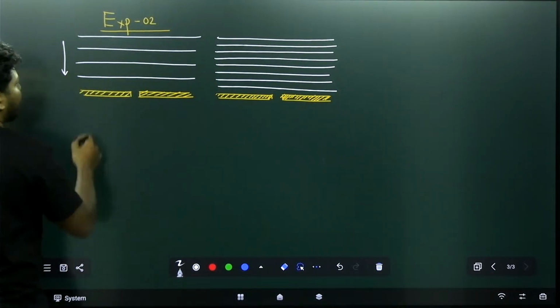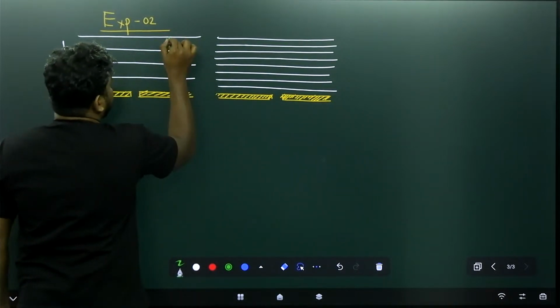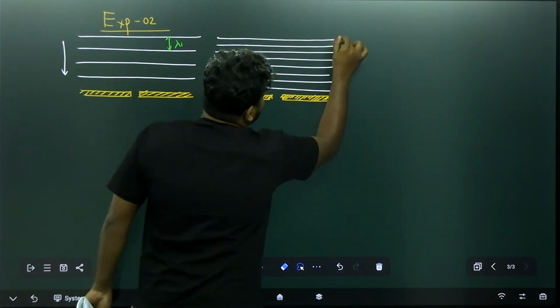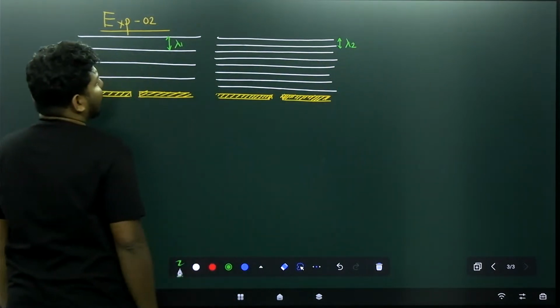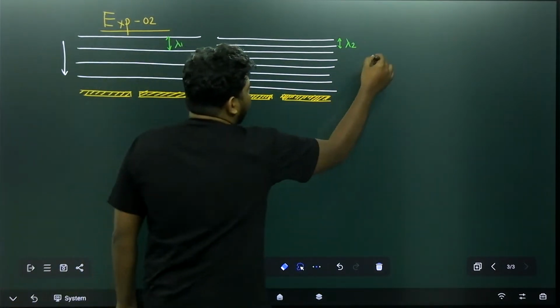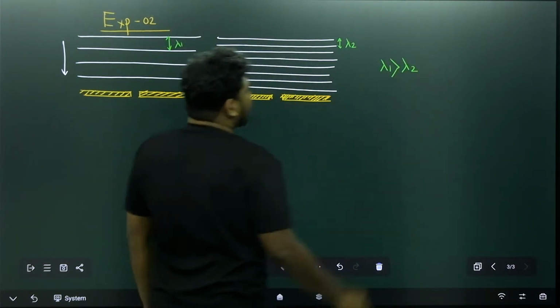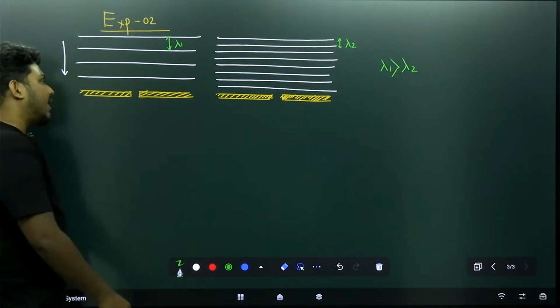Wavelength is smaller here. I'm going to mark this one as well: let's say this is lambda 1 and this is lambda 2. So lambda 1 is greater than lambda 2. The hole size is remaining the same.